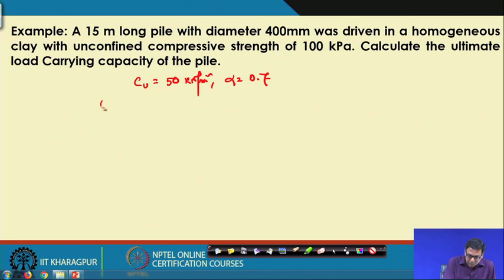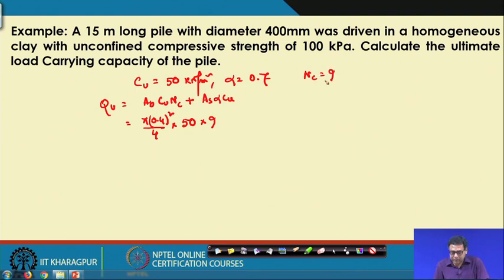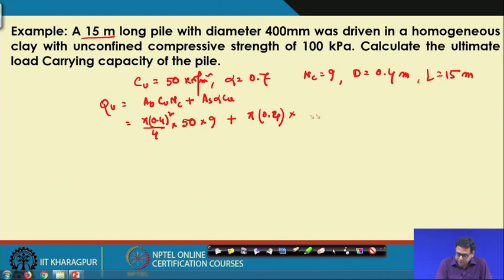Okay. So, my Qu value will be AB Cu Nc plus AS alpha Cu. Okay. So, AB is the area of the pile base, which is pi into 0.4 square divided by 4, Cu is 50 and Nc value is 9, because Nc value is always 9 based on the Skempton recommendation for deep piles, and D is here 0.4 meter. And this is 9 plus AS, which is pi D, 0.4, into L, L is 15 meter. Then adhesion factor is 0.7 and Cu value is 50 kPa.